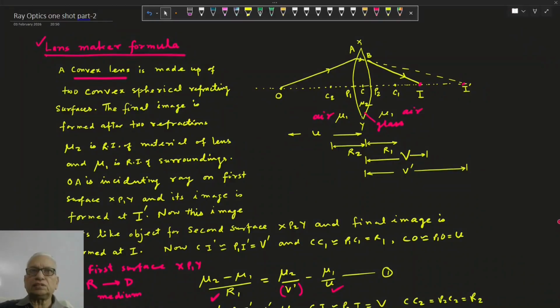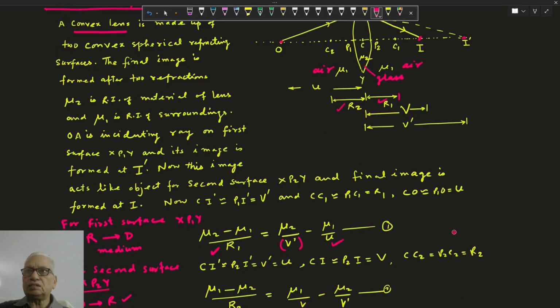Hello, we are discussing the lens maker formula. This is the biconvex lens. The radius of the first surface is R1 and of the second surface is R2. O is the object, the ray moves from air to glass, rarer to denser medium, and is refracted, making an image here at I dash, if suppose the second surface is not there. Now for the second surface, I dash acts like an object and the final image is formed at I.